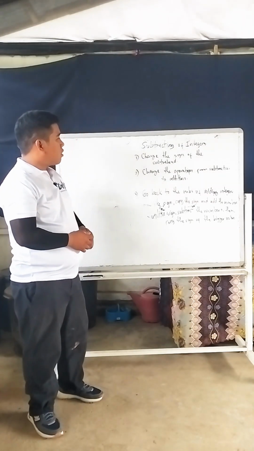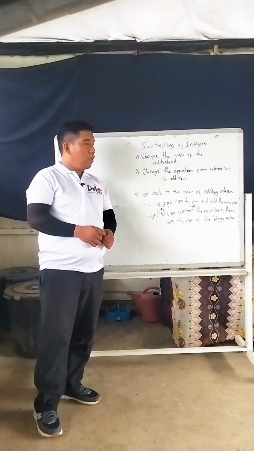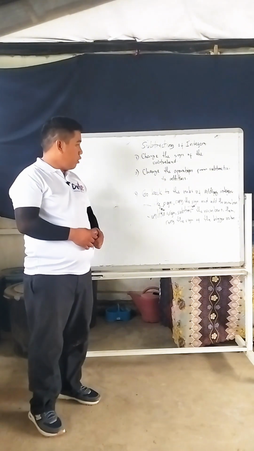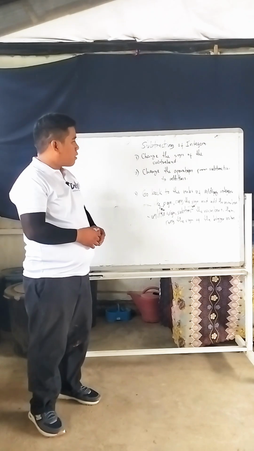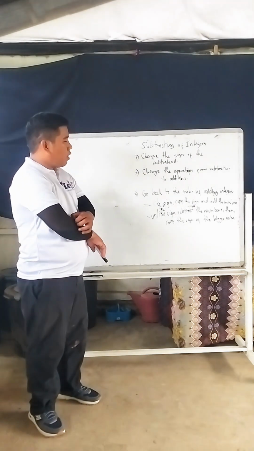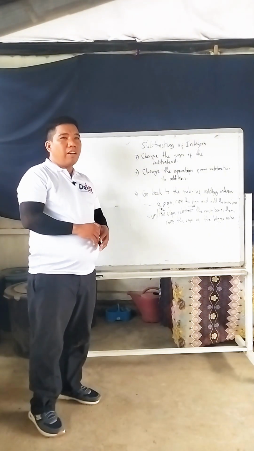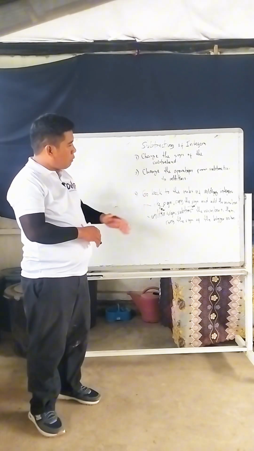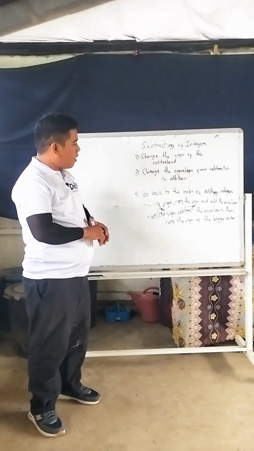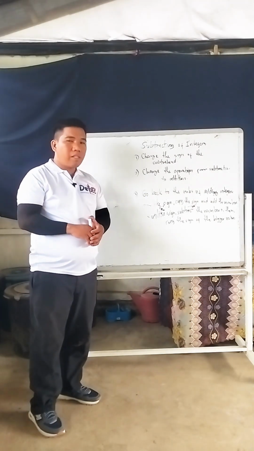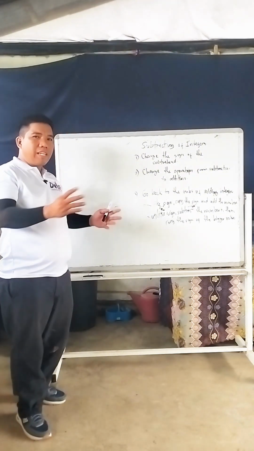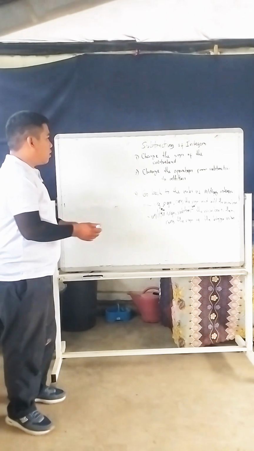Number 1, change the sign of the subtrahend. Number 2, change the operation from subtraction to addition. And number 3, go back to the rules of adding integers, which are, first, if the given integers are like sign, so we need to copy the sign and add the numbers. If the integers are unlike sign, we need to subtract numbers, then copy the sign of the bigger value. So to understand more, let's have an example.